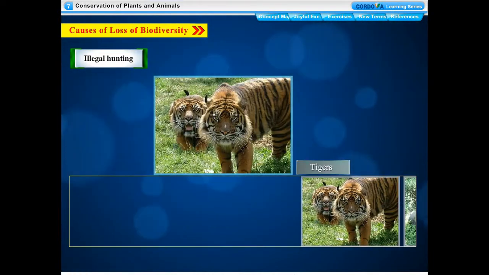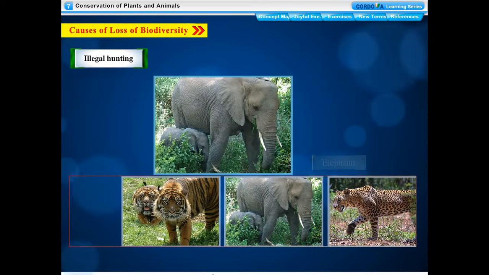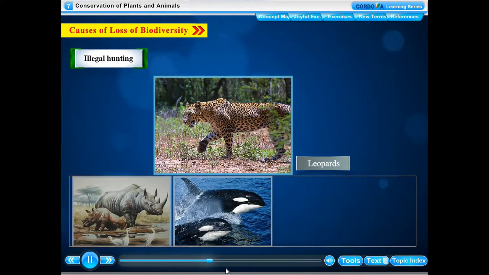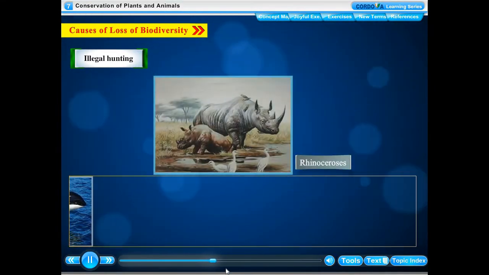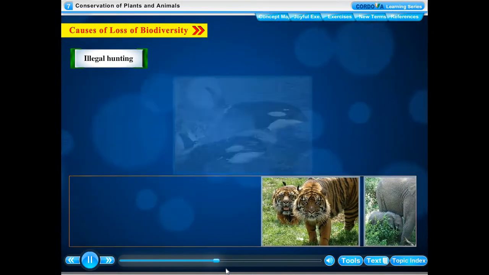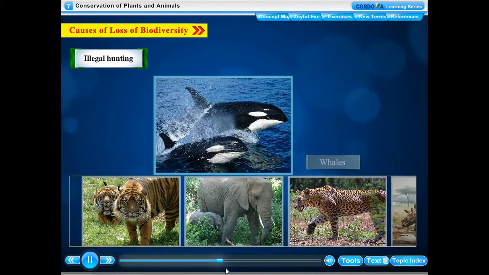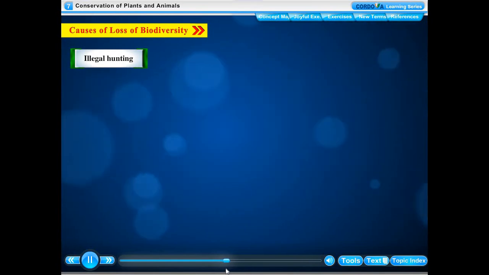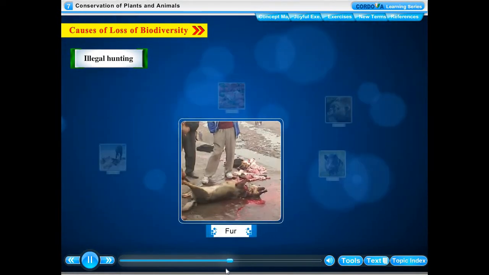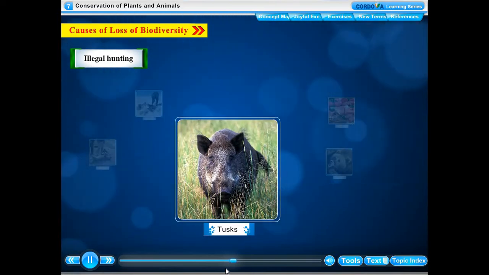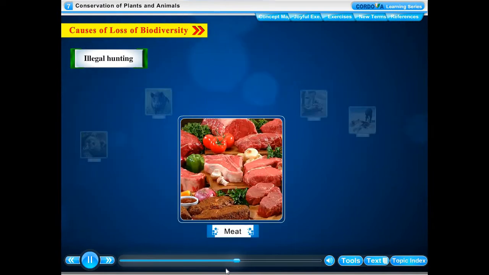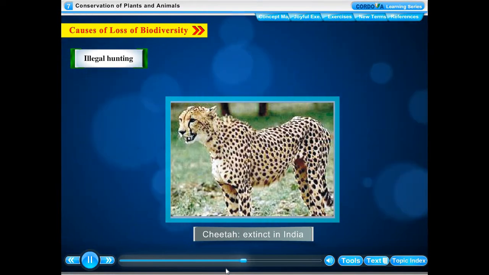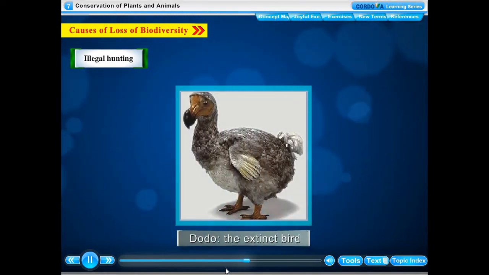Illegal hunting. Tigers, elephants, leopards, rhinoceroses, whales, seals and many other animals in the world are under threat because they are hunted down for skin, fur, tusks, claws, meat and other body parts. Cheetah, extinct in India. Dodo, the extinct bird.